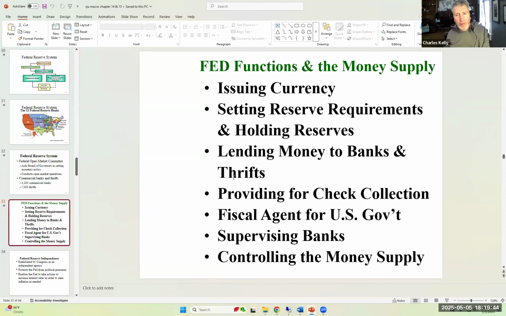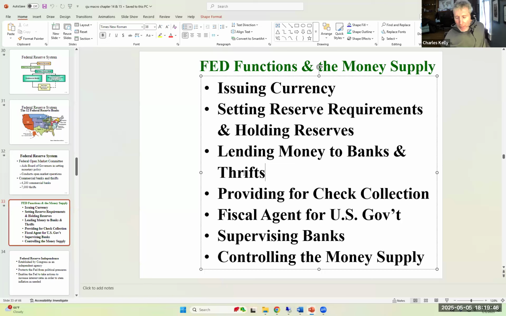The discount rate is the rate at which the Fed lends money to banks and thrifts. Remember, this appears in a couple of different places, but it's called the discount rate, the rate at which the Fed lends money. There's definitely a multiple choice question about that.